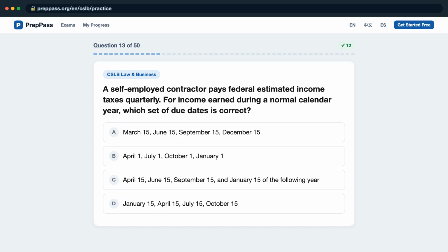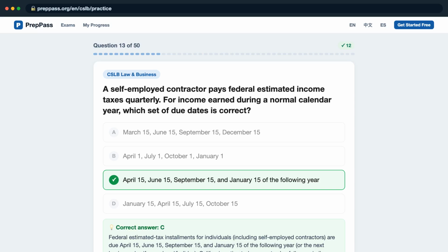Question 13. A self-employed contractor pays federal estimated income taxes quarterly. For income earned during a normal calendar year, which set of due dates is correct? Is it A, March 15th, June 15th, September 15th, December 15th? B, April 1st, July 1st, October 1st, January 1st? C, April 15th, June 15th, September 15th, and January 15th of the following year? D, January 15th, April 15th, July 15th, October 15th? The correct answer is C.